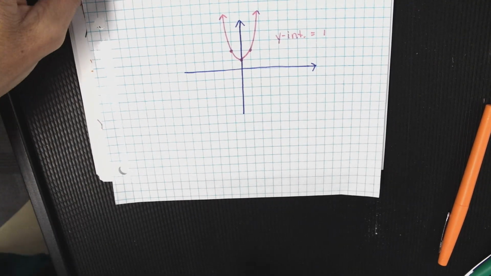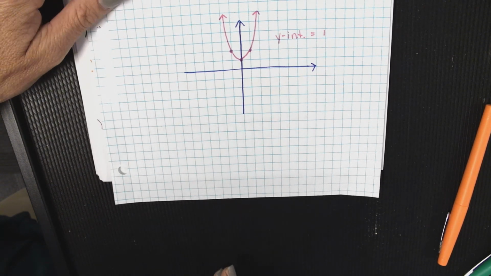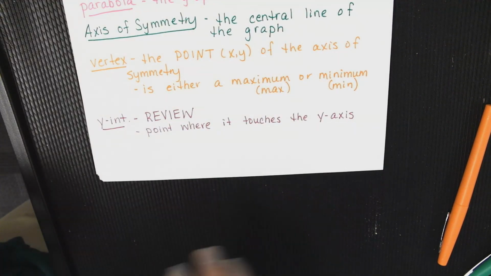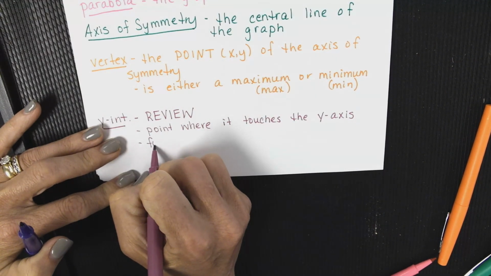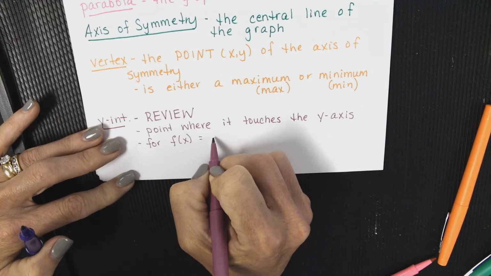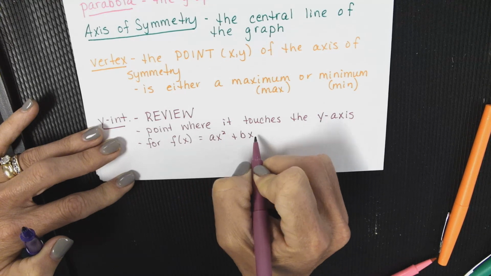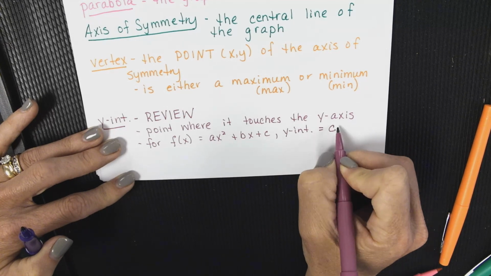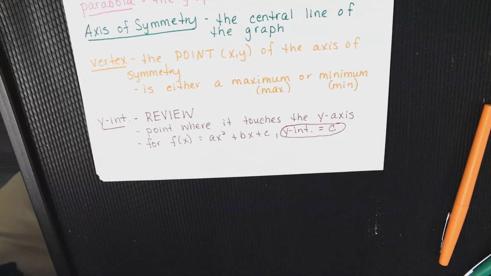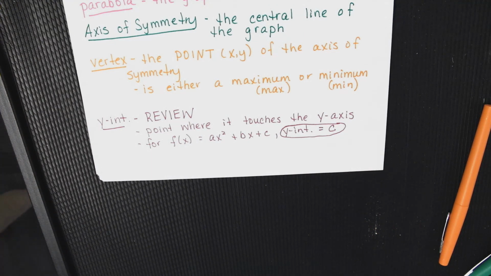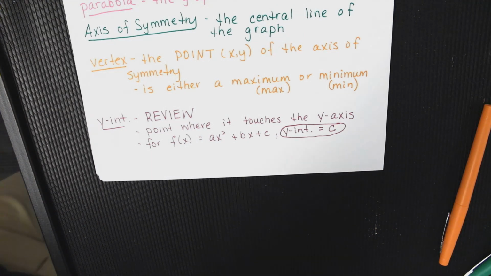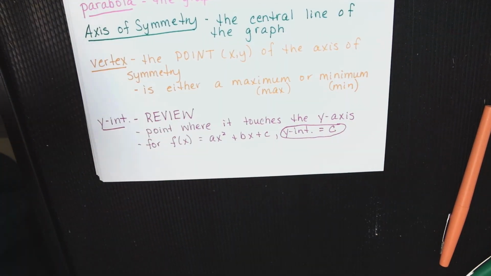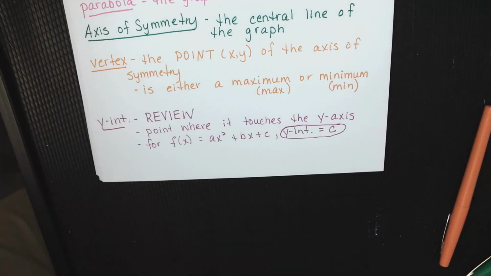I have two more things to give you, and then we'll do some practice, okay? Y-intercept, I'm not done. For your f of x being ax squared plus bx plus c, the y-intercept is equal to c. So it's a given shortcut, if you will.